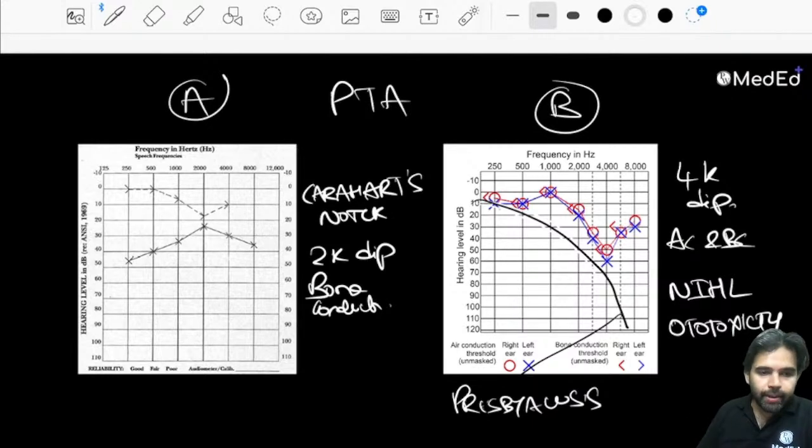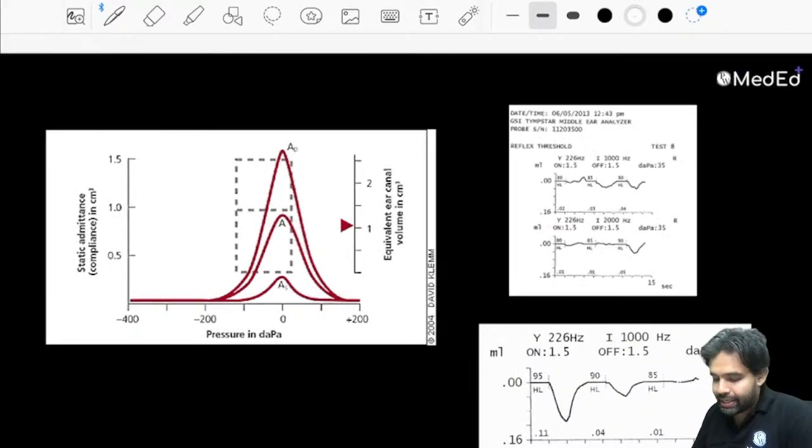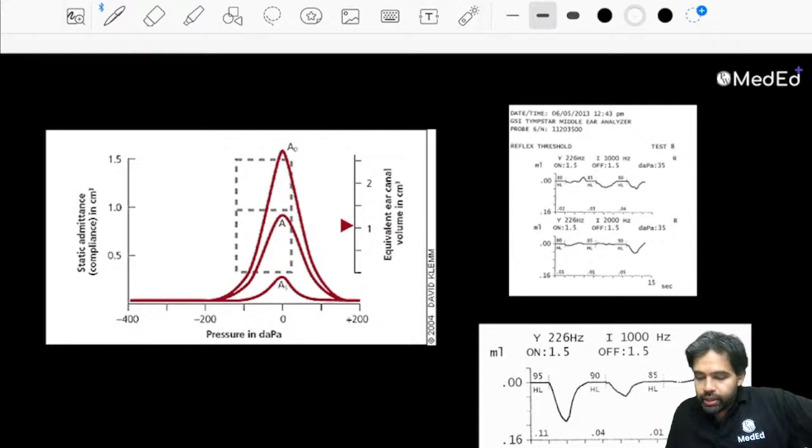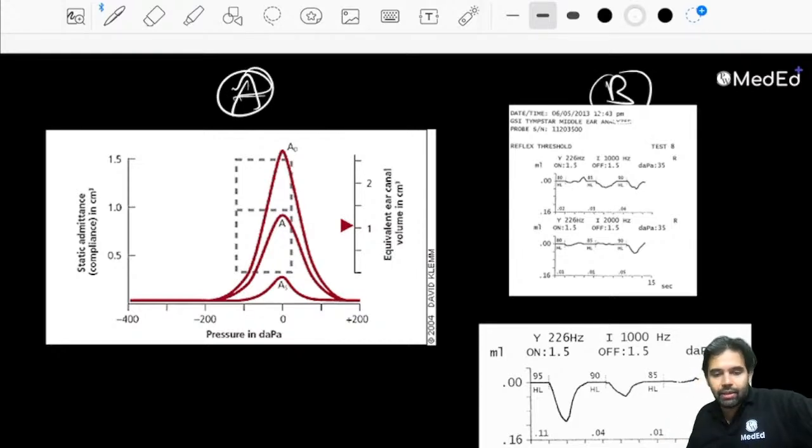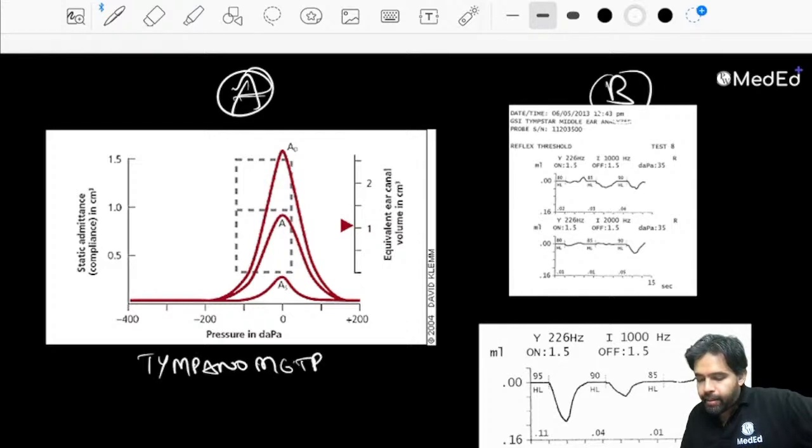So no confusion there. This is also very commonly asked. All right, now what is A and what is B? Okay, so A is basically nothing but tympanometry. Tympanometry is different from tympanogram. This is also called impedance audiometry.